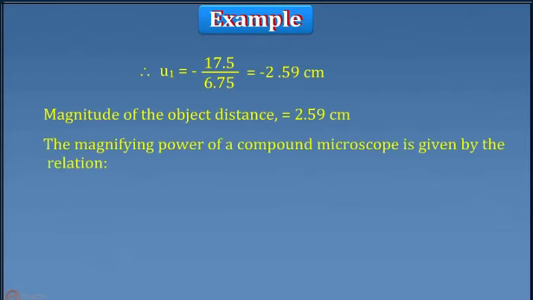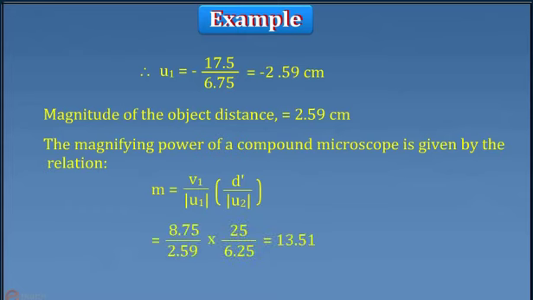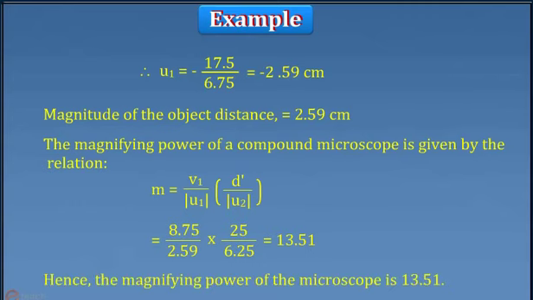The magnifying power of a compound microscope is given by the relation m is equal to v1 by modulus of u1 into d prime divided by modulus of u2, which equals 8.75 divided by 2.59 into 25 divided by 6.25, which equals 13.51. Hence, the magnifying power of the microscope is 13.51.